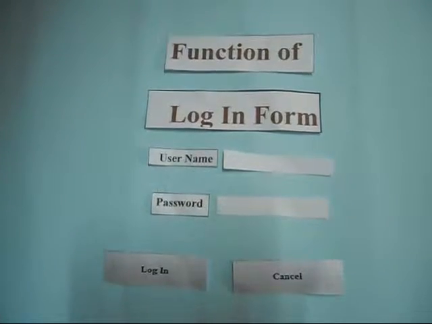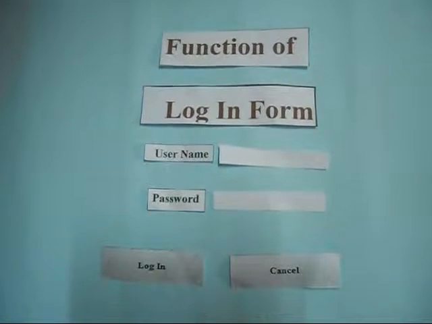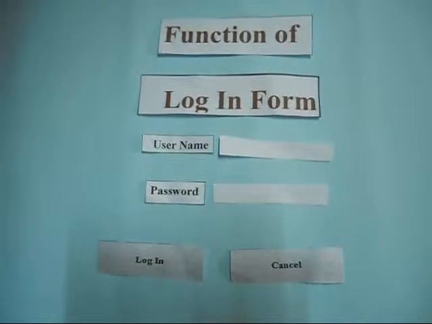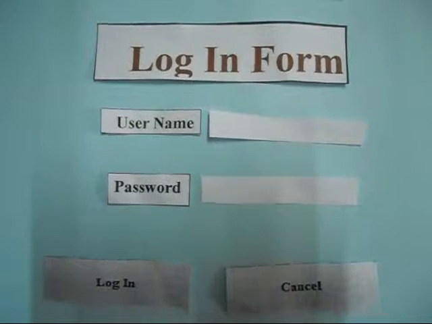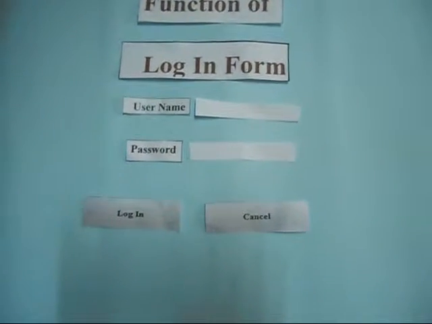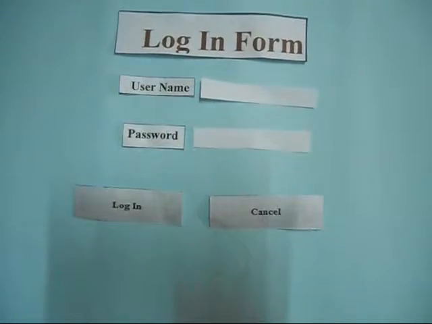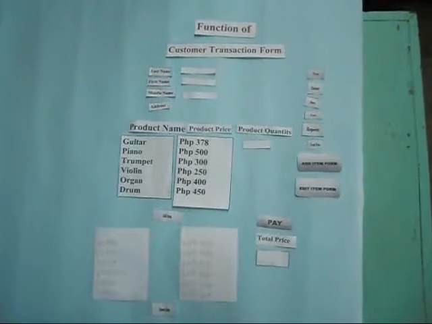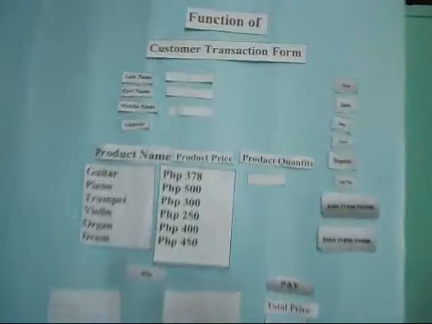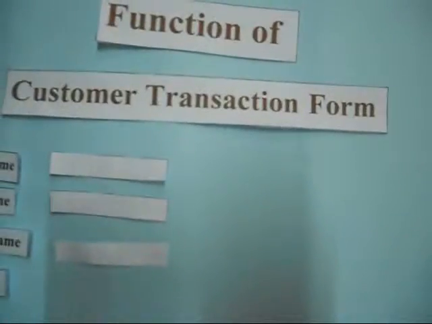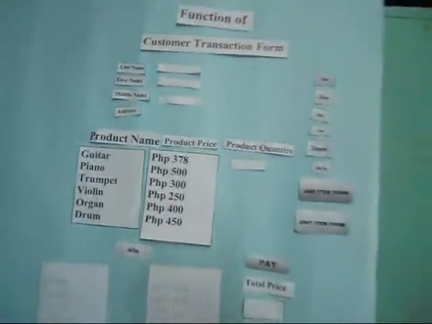In our musical inventory system, it consists of the following forms. One is the login form. In the login form, the cashier, admin, and the owner can log in. Next is the customer transaction form. It is where the cashier can input all the details about the customer and the product they bought.